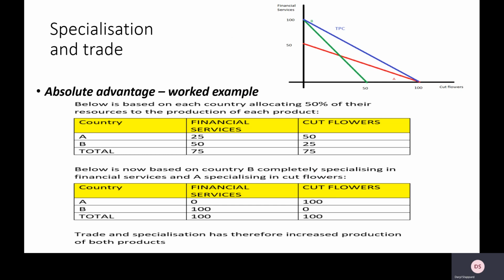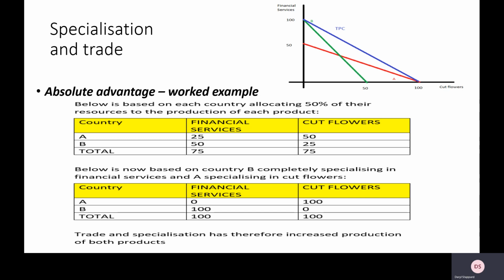Now, this is a bit of a numerical example taken a little bit further. What I've done now, I've assumed originally that both economies are independent. They don't trade with each other at all, and they both decide to base production 50% of their resources towards financial services and 50% towards cut flowers. Now, country A, look at what they could do before. If all their resources went towards flowers, they could produce 100. If all resources went to financial services, they could produce 50. Country B, it was 100 financial services or 50 cut flowers.